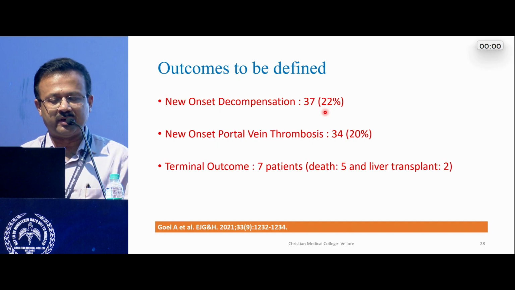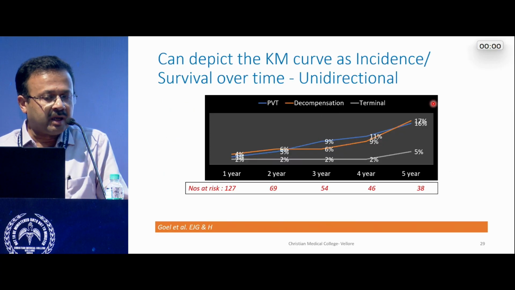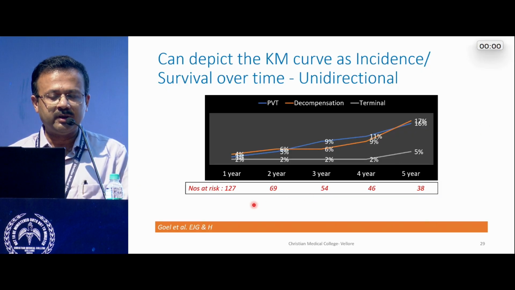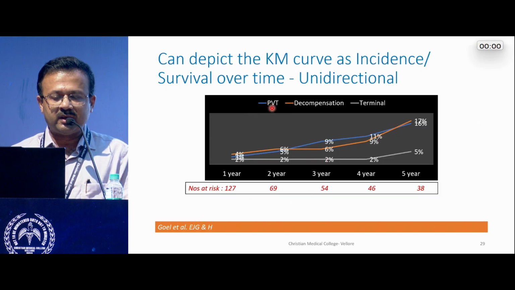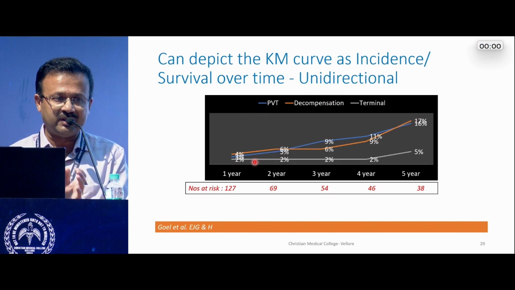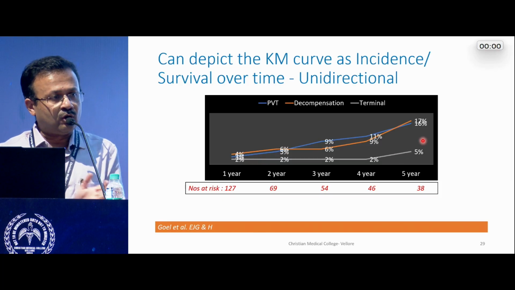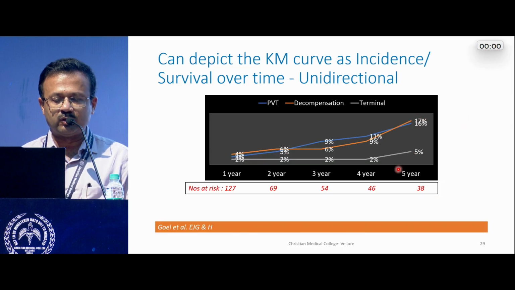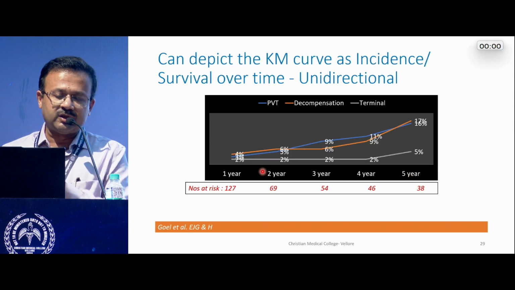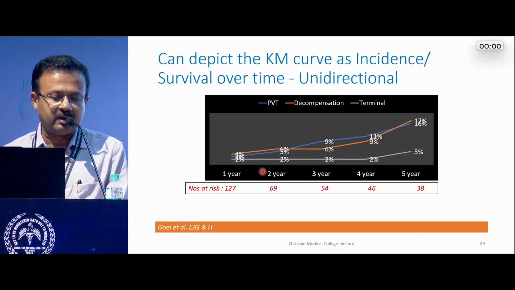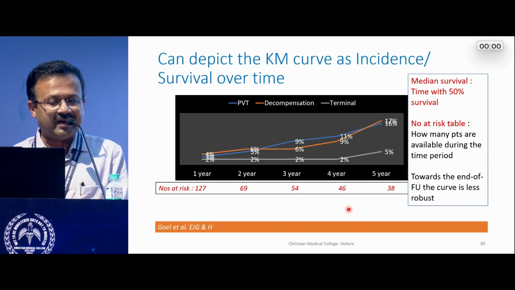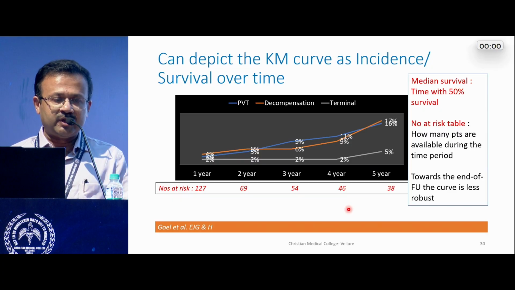Now, you can depict the Kaplan-Meier curve as incidence or survival. I have depicted it as incidence over the time period, and so it keeps on increasing. I have depicted the three outcomes: portal vein thrombosis, decompensation, and terminal, and you can see it keeps on increasing over time. But as it is a chronic disorder, you will see only 16-17% over a 5-year period. So it's only slowly increasing over time. It's a one-way, unidirectional graph, which is increasing over time. The table below is the numbers at risk. So this is one way of depiction. You are saying 1-year survival, 2-year, 3-year, 5-year survival.